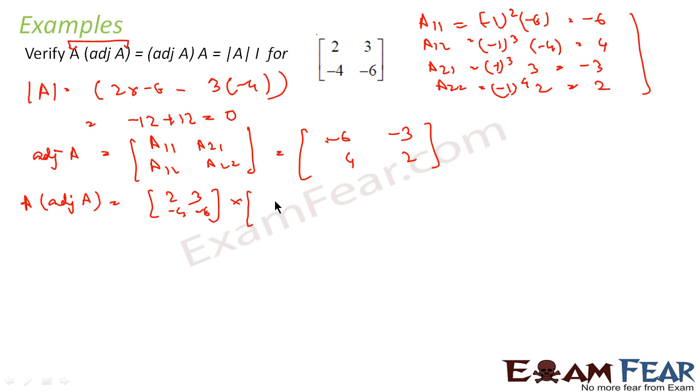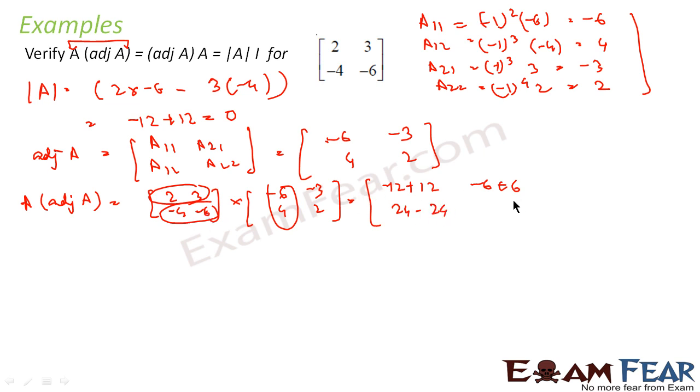This guy into adjoint of A, that is minus 6, 4, minus 3, 2. You multiply this row here, column here, this becomes 2 into minus 6, that is minus 12, plus 3 into 4 is 12. This guy becomes 2 into minus 3, that is minus 6, plus 3 into 2 is 6. Now we'll take this row. Minus 4 into minus 6 is 24, minus 6 into 4 is minus 24.